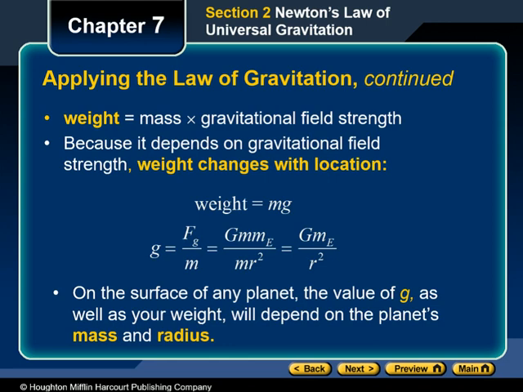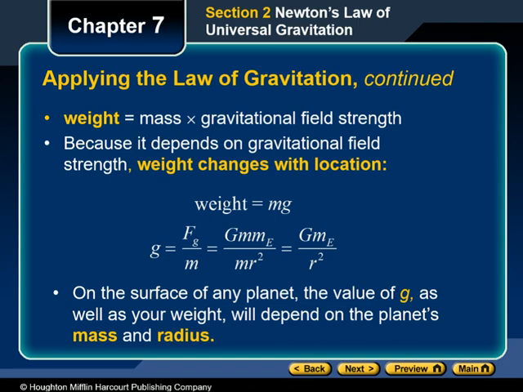Weight changes with location. In the chapter about forces, you learned that weight is the magnitude of the force due to gravity, which equals mass times free fall acceleration. We can now refine our definition of weight as mass times gravitational field strength. The two definitions are mathematically equivalent, but our new definition helps to explain why your weight changes with your location in the universe. Newton's law of universal gravitation shows that the value of little g depends on mass and distance.